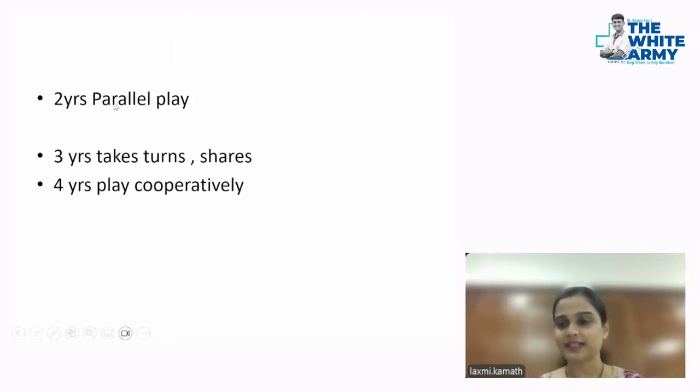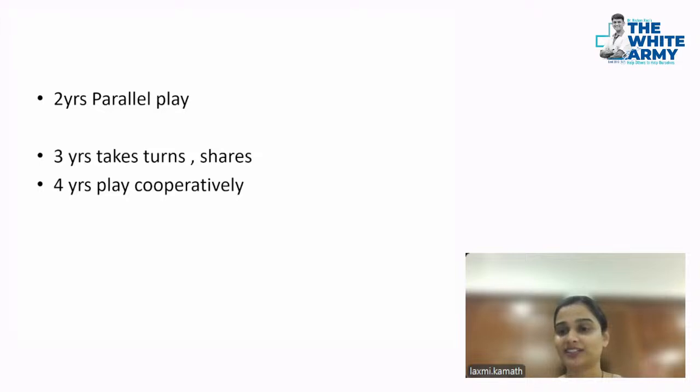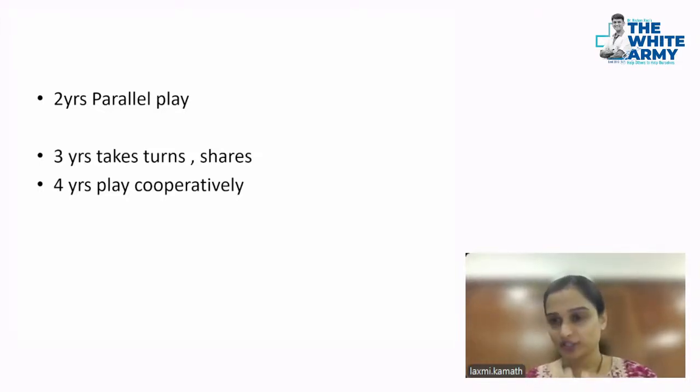Parallel play means kids play on their own. So if there are 3-4 kids in a room, or say 2 kids in a room, both kids can play separately without getting disturbed by each other. Probably that is the reason by 2 years you can put your child in a play home, because they have achieved this milestone of parallel play. They play on their own.